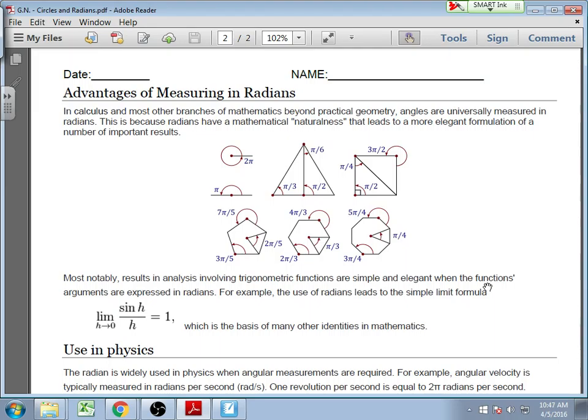So radians, and I want you guys to underline this because it's kind of a weird idea, or highlight. Radians have a mathematical neutralness. Natural. Well, it's neutral or natural. You can kind of interchange them. They have no label. It's in reference to the shape or the item that you're talking about.